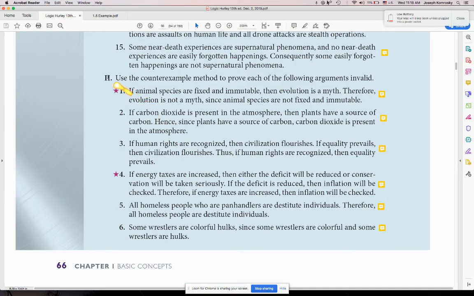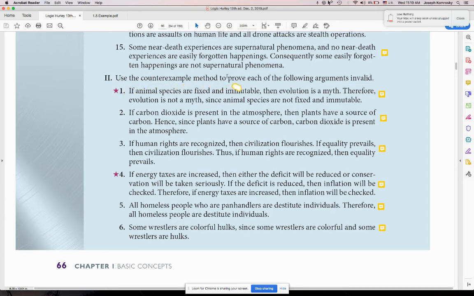Same thing down here in this section. In this section down here, he's going to, instead of using terms, use statements. So if animal species are fixed and immutable, then evolution is a myth. Therefore, evolution is not a myth since blah, blah, blah. Where's the conclusion? Yeah, therefore. So we know that's a conclusion, and we know that these two are premises, right? So translate your premises out. What would we do here?